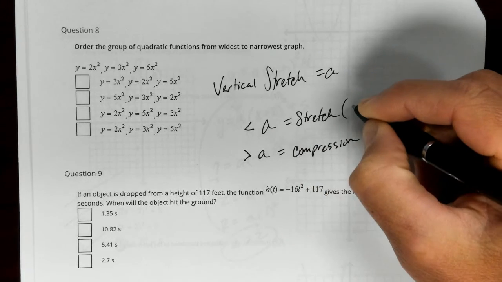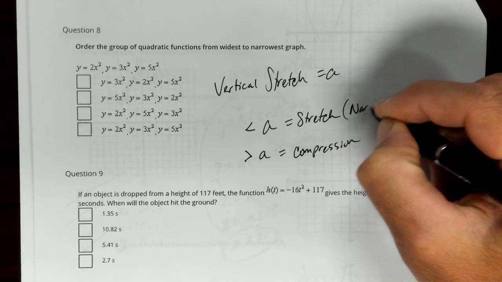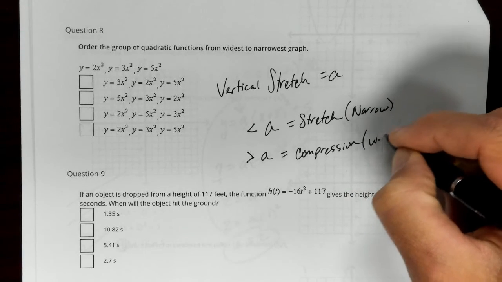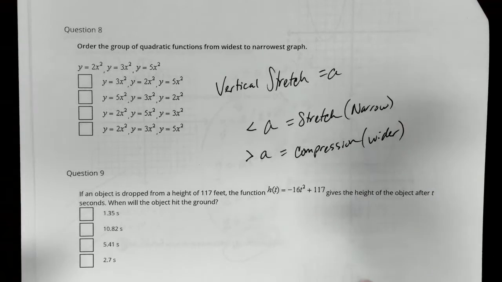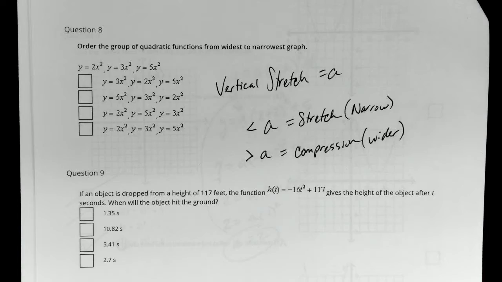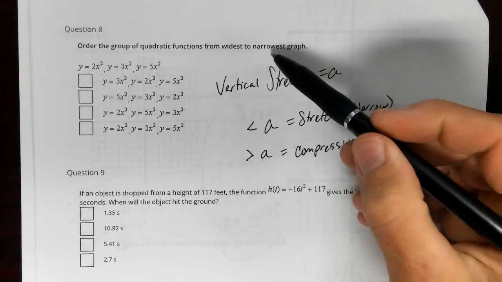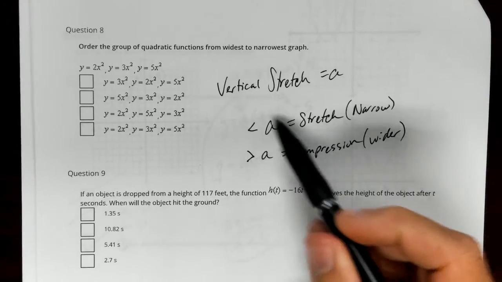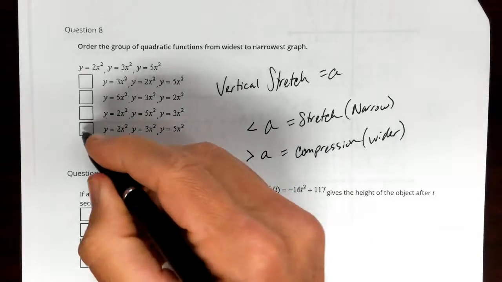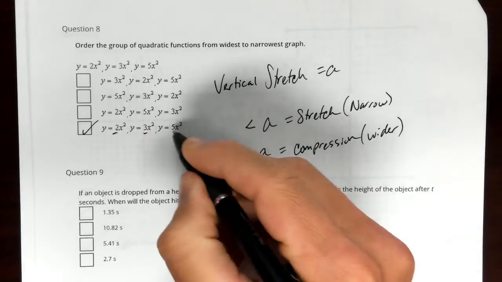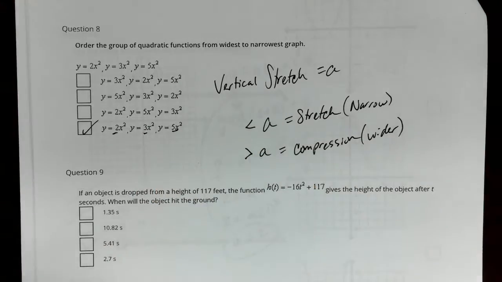Okay, if it's a stretch, that means the graph is more narrow. If it's a compression, that means the graph is wider. So basically what it's asking you is for the widest to the narrowest. So I want to know the smallest a to the biggest a. D. Again, a is the number in front of the x squared. So 2 to 3 to 5.